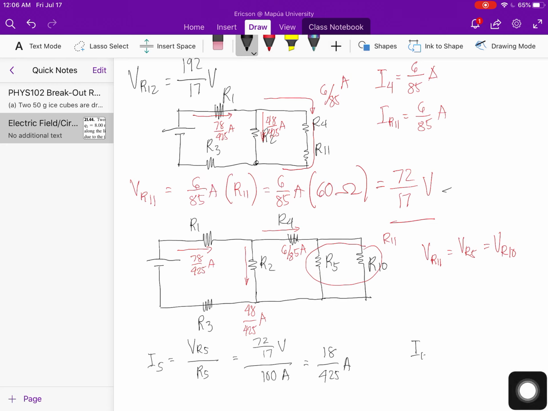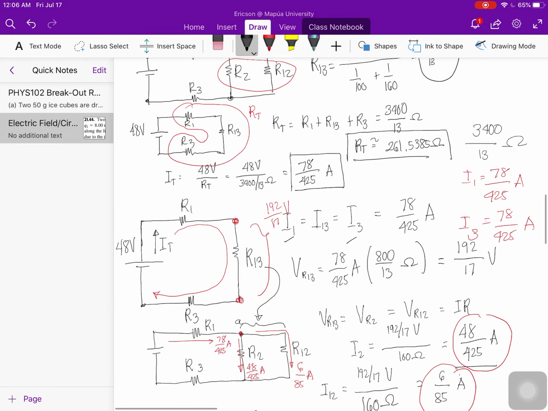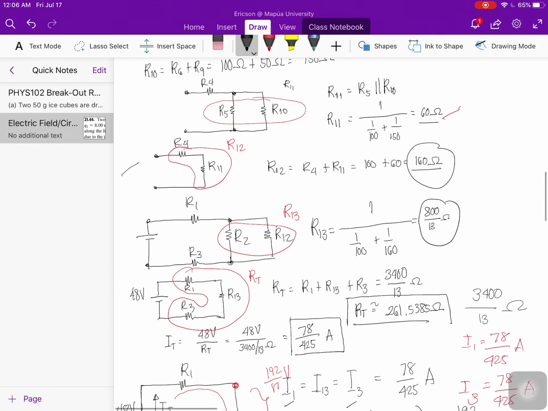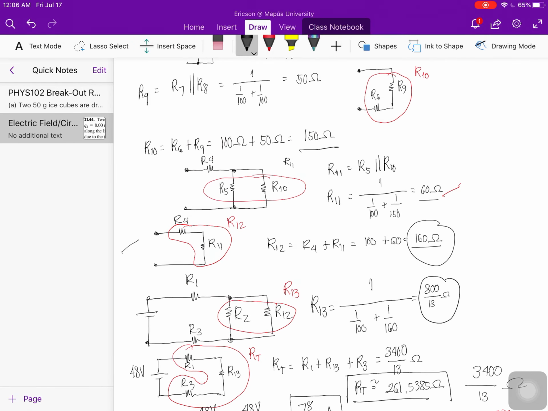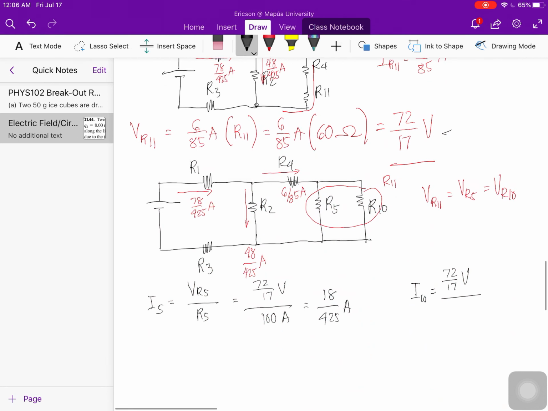So yung R10, so ang I10 ko ay equal saan? That is equal to 72 over 17 volts pa rin kasi parallel, divided by ano yung R10? R10 here, R10 is 150 ohms. So, 72 over 17 divided by 150 ohms equals 12 over 425 amperes.